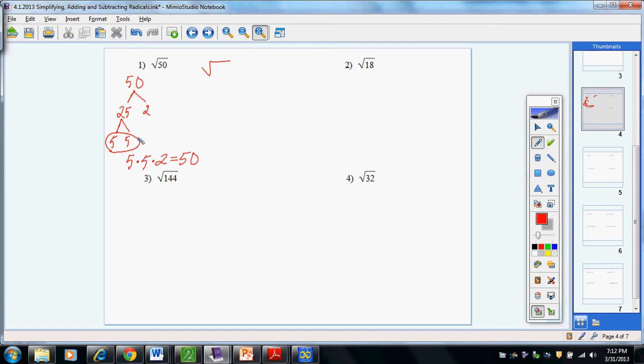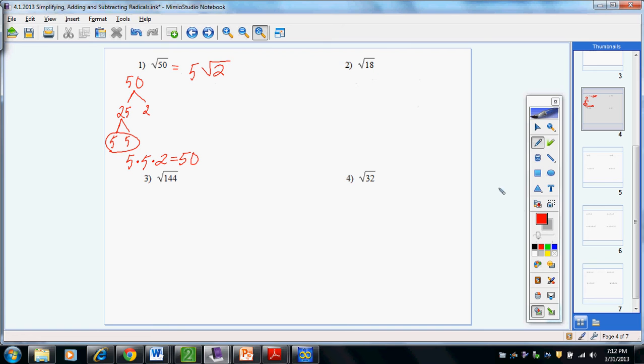So since we have a pair of 5s, we'll move one of them to the outside, and anything that we have left we leave underneath the radical. So when this reduces, it will reduce to 5 square root 2.